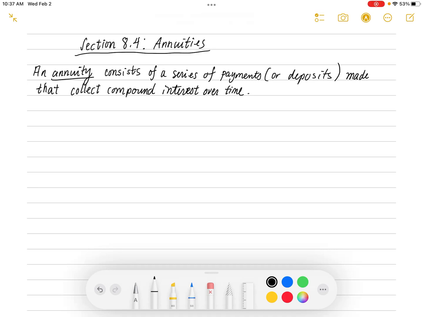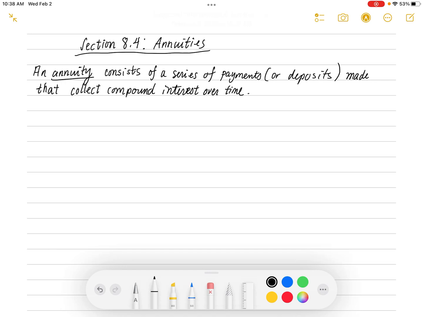So we're looking in section 8.4, which is about a topic called annuities. Now, what is an annuity? Well, an annuity consists of a series of payments, or you could say deposits. So you have a series of payments or deposits made, and these payments are going to collect compound interest over time. So there are different types of annuities.